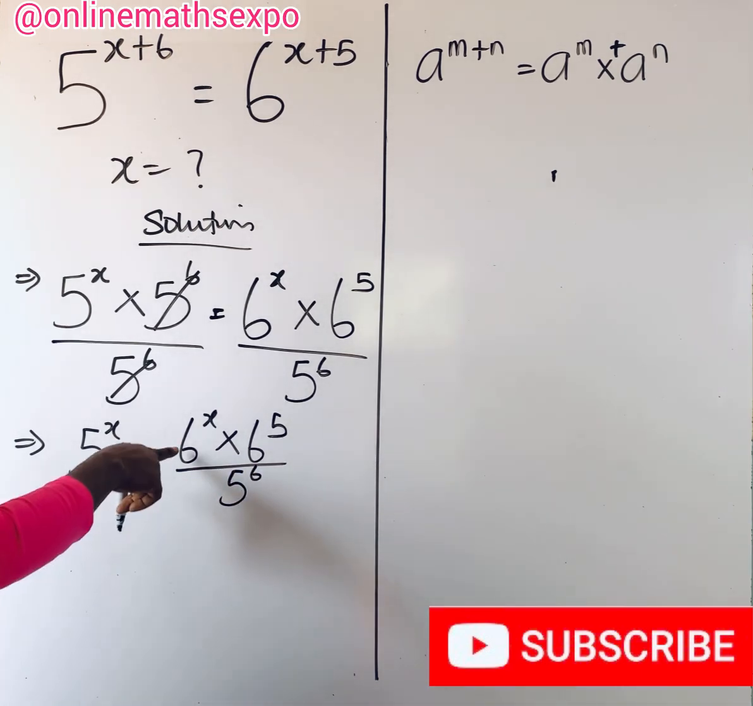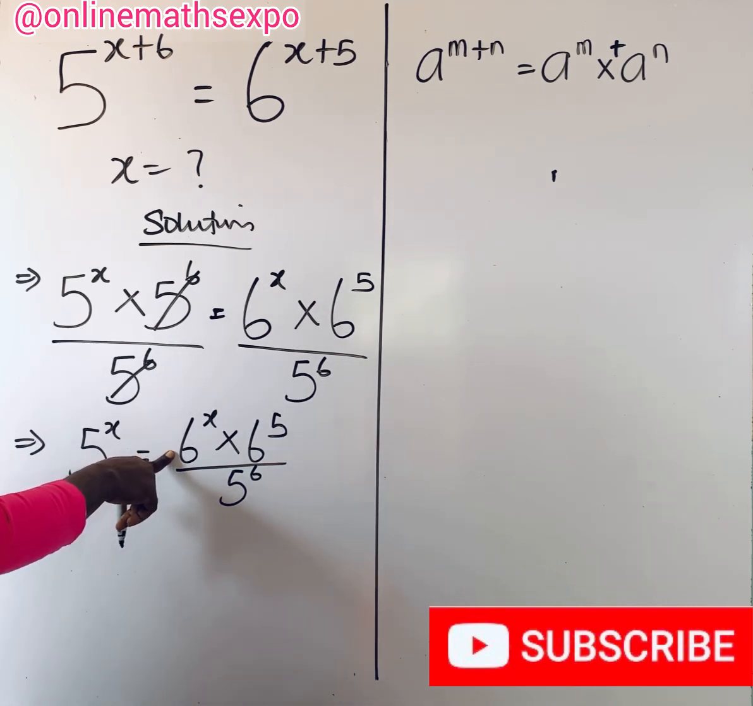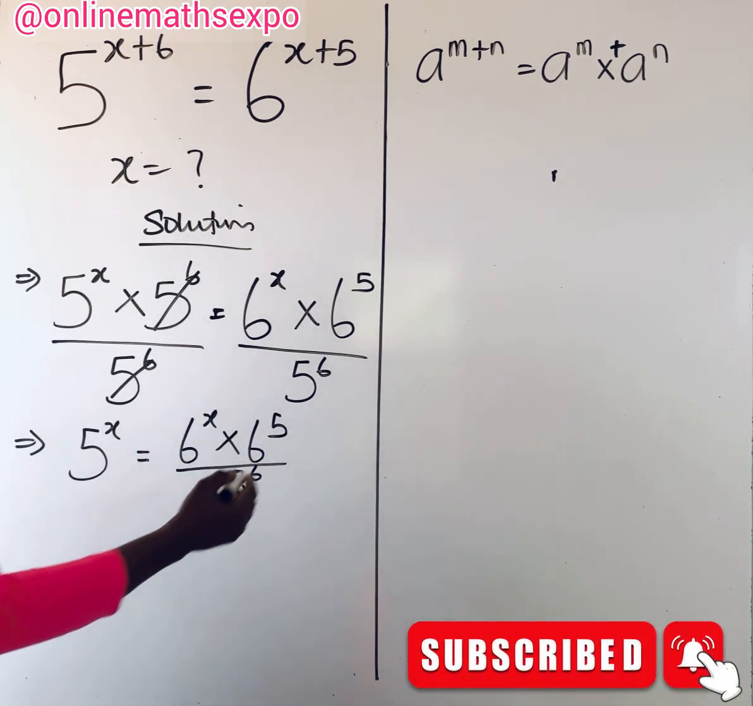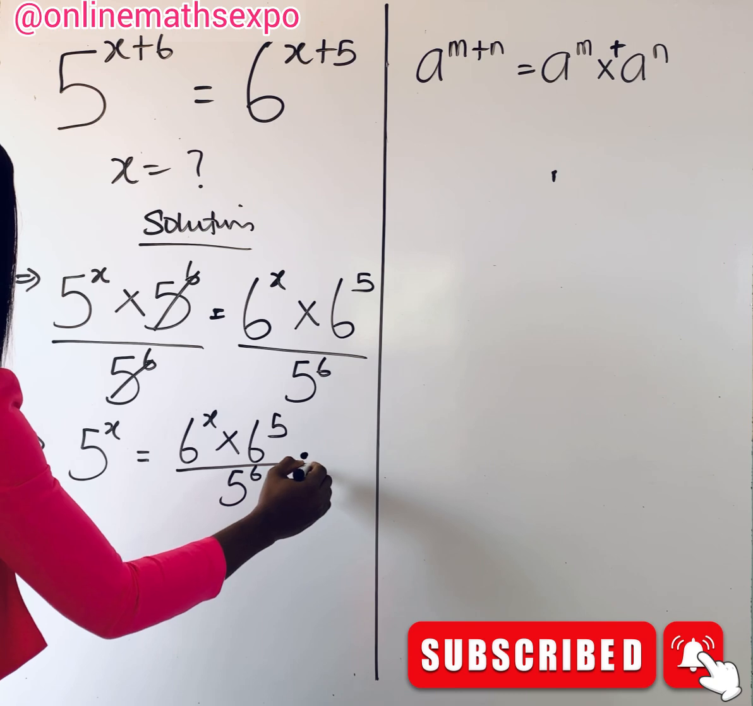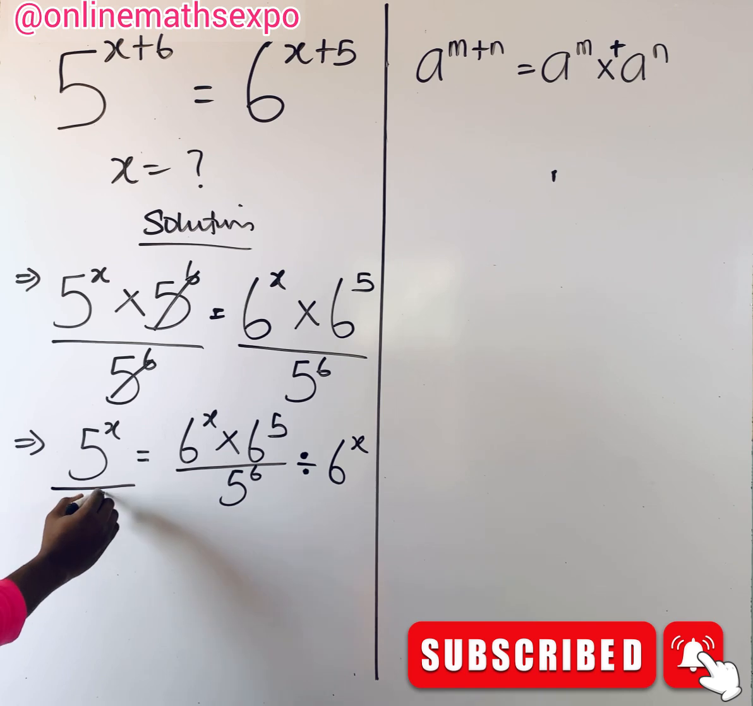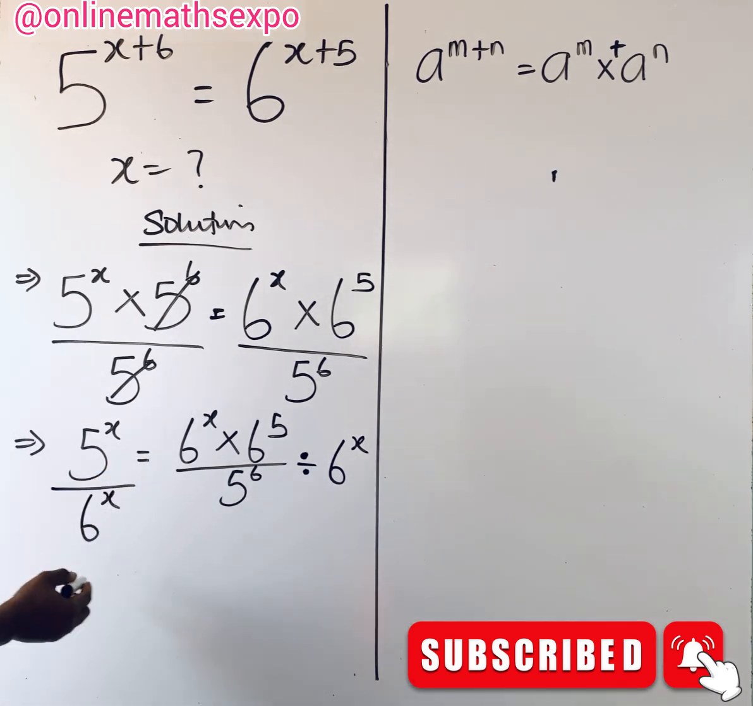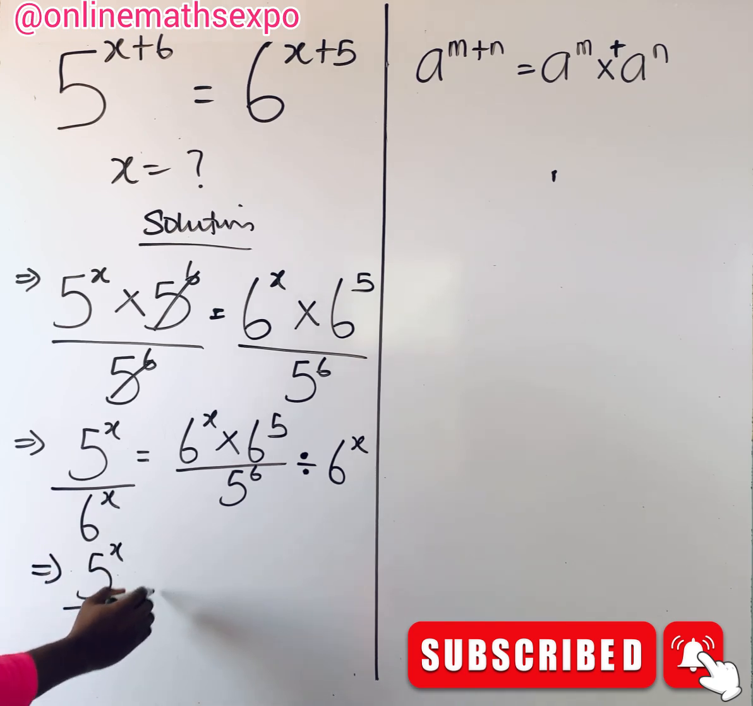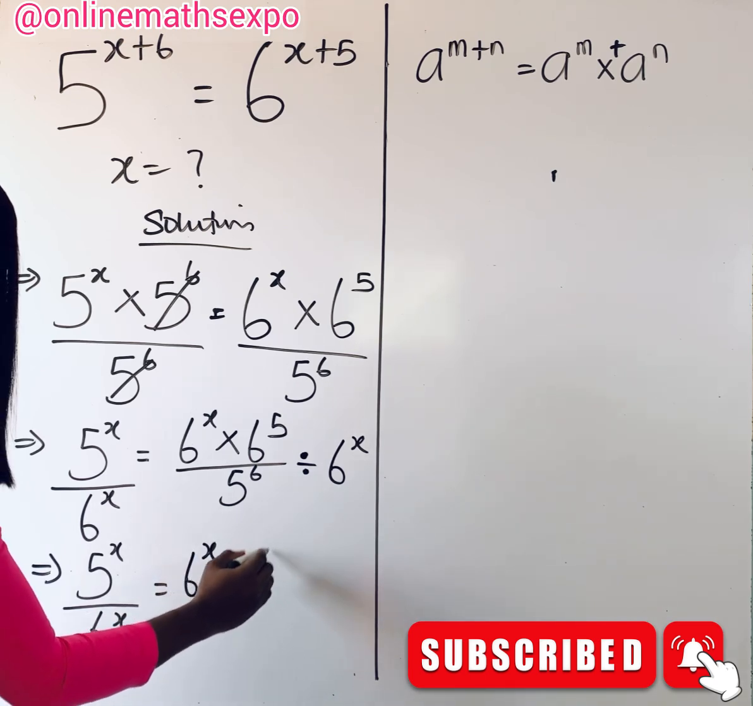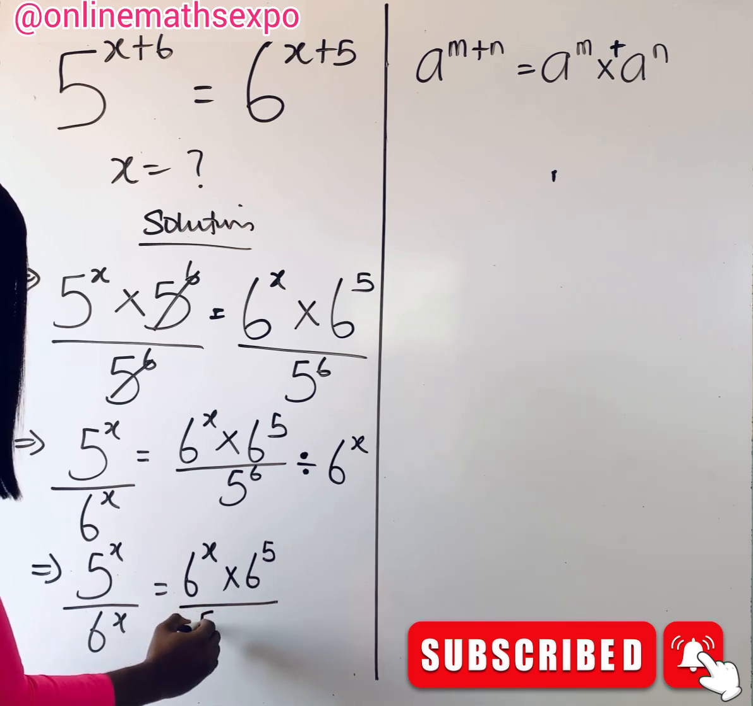Now what do you do again? You observe that we still need to remove this. And to remove it, we are going to divide, because you observe it's multiplying. So we're going to divide both sides by 6 to the power of x. We divide this side by 6 to the power of x, and we also divide this side by 6 to the power of x. Did you see that? If you do that, you are going to now have 5 to the power of x divided by 6 to the power of x is equal to 6 to the power of x multiplied by 6 to the power of 5 divided by 5 to the power of 6.